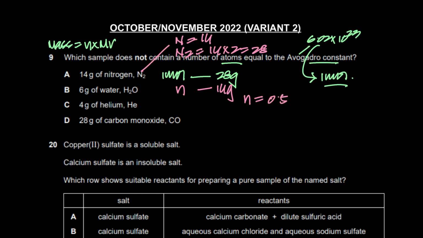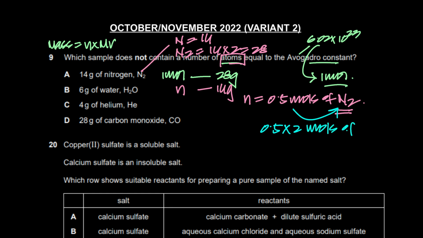0.5. But remember, 0.5 moles are of N2. We need to talk about the atoms. This N2 is a molecule. So what do I do? I further multiply this 0.5 with 2. Why do I multiply it with 2? Well, if I multiply 0.5 with 2, I'm going to get the moles of N, right? Because I know in one N2 you have 2 N's, right?